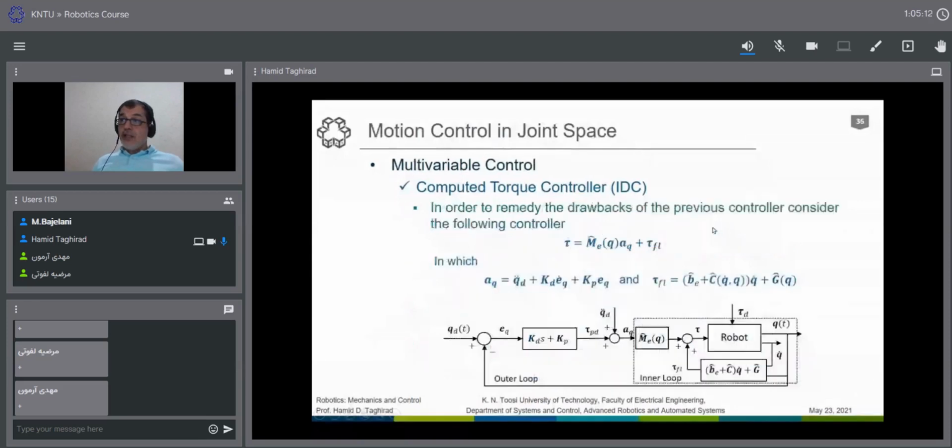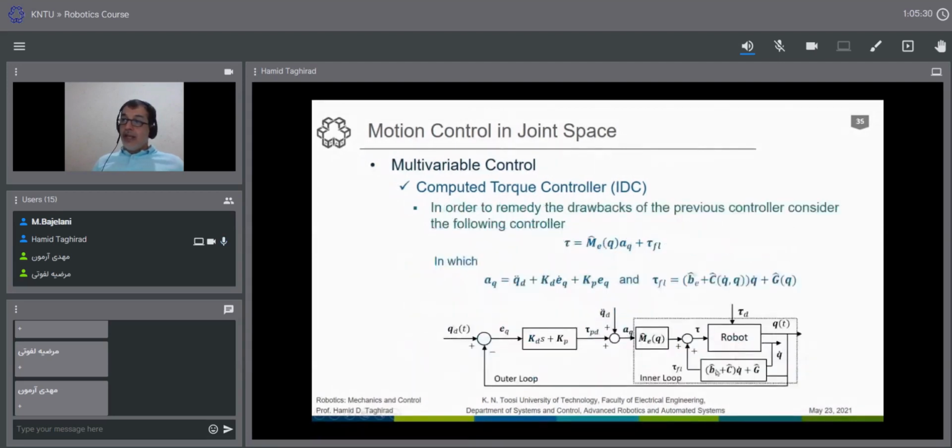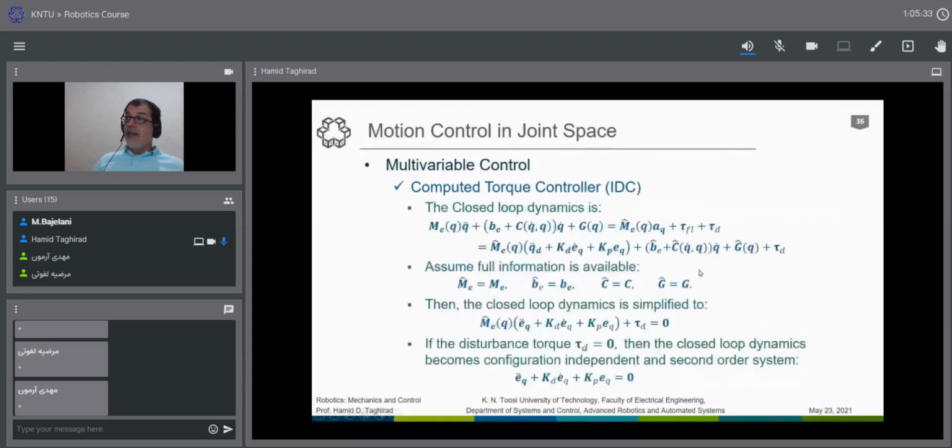But this tau, as you see, has two terms, the feedback linearization one and the PD controller one, M A Q plus tau FL. Then you can replace AQ by Q double dot, this plus this, and the tau FL we can put by the nominal value of that. So the controller, as you see, has 1, 2, 3, 4, 5, 6 different terms, and all of these are multivariable and nonlinear. Again, it is very difficult in general to talk about it.